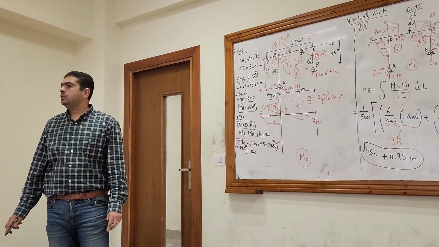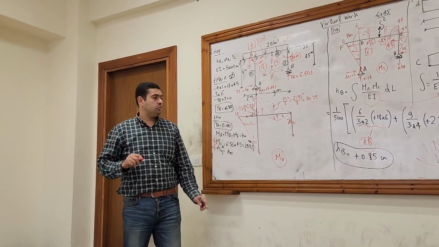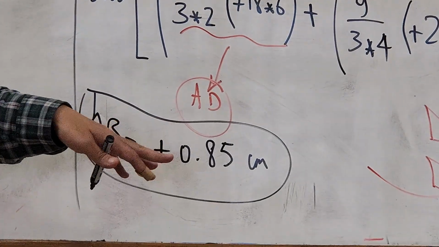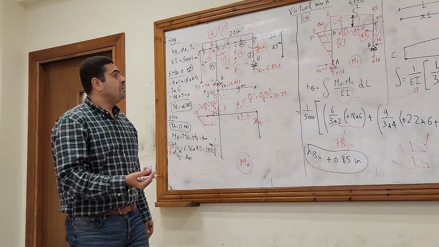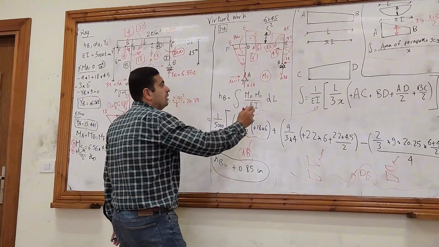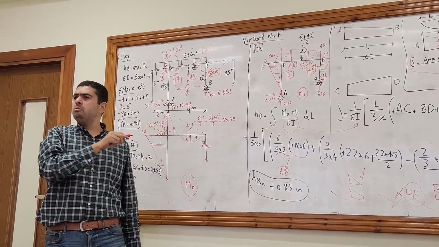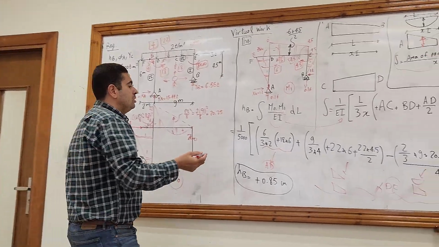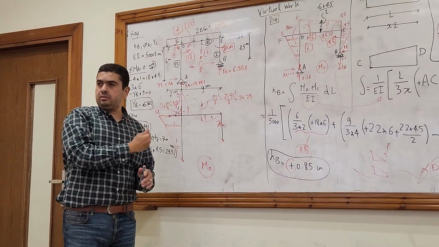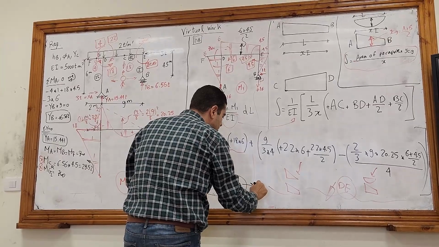What does the positive sign mean? You have to let me know to take the full mark, not only the value of the horizontal displacement. You have to tell me what is the direction of the horizontal displacement. Will point B move to the left or to the right? Positive here means, can you remember the 1 ton? You put it going to the left, right? And at this moment I told you it's an assumption. So positive means that point B will move to the left. So it will move 0.85 centimeters to the left.